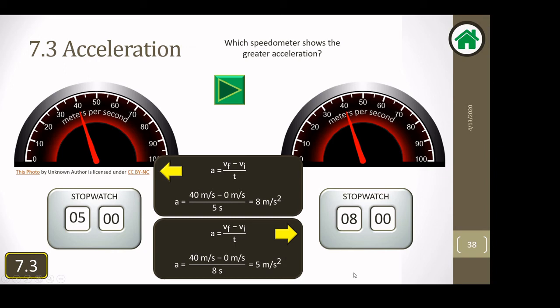So if you increase your acceleration, there's two ways you can look at it. Either you will get to a higher velocity in the same amount of time, or it would take you less time to get to the same velocity as another vehicle that has a smaller acceleration.